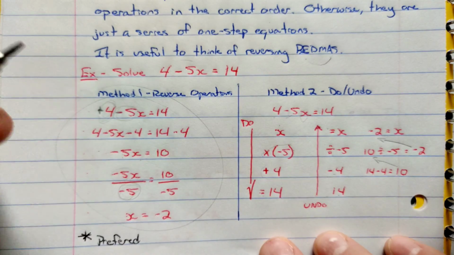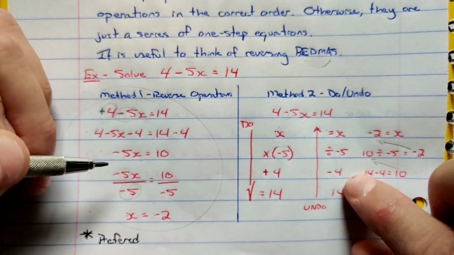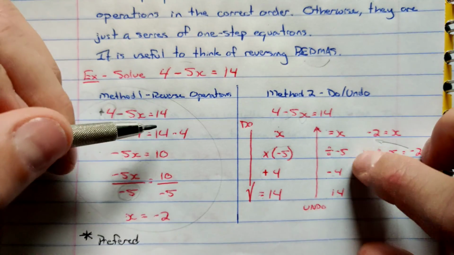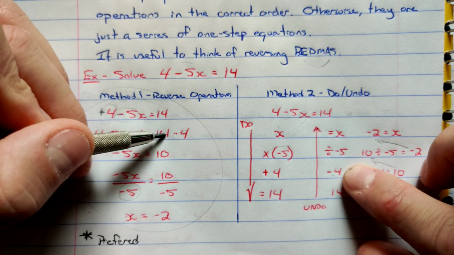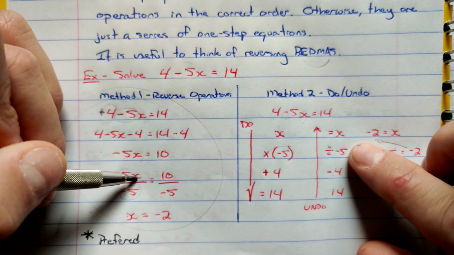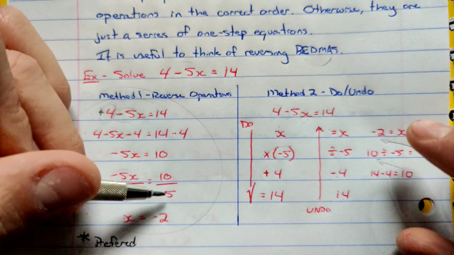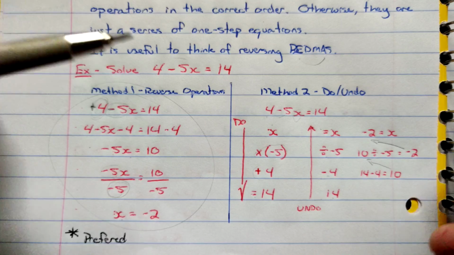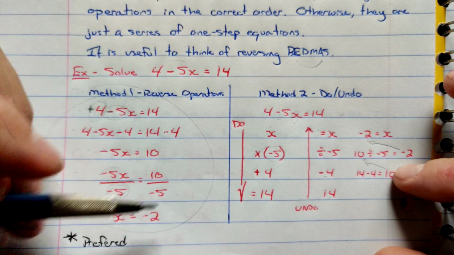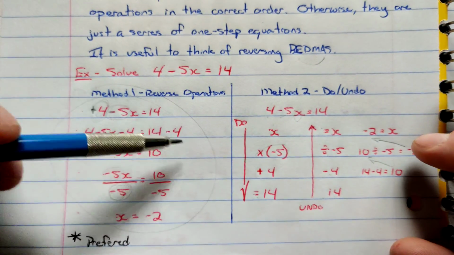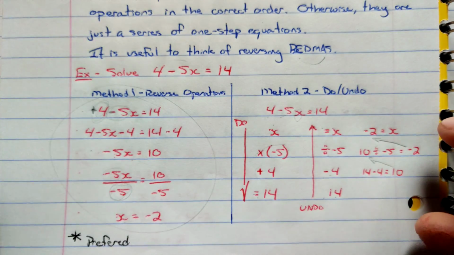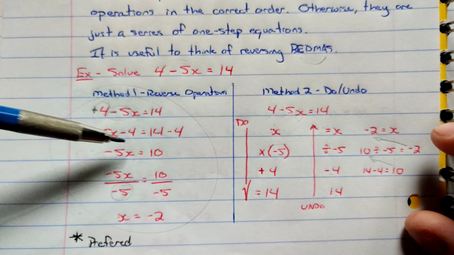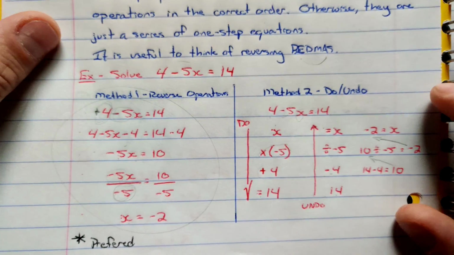And if you notice, this is the same process that we did here. We subtracted 4, we divided by negative 5, and then we got the x. And all the results are the same along the way. Both methods work. This one is what I would prefer you to be able to do, but if you find this too difficult, you can try this one until you get the process down and you get this one going and done correctly.